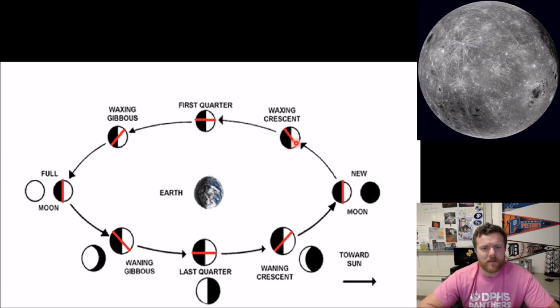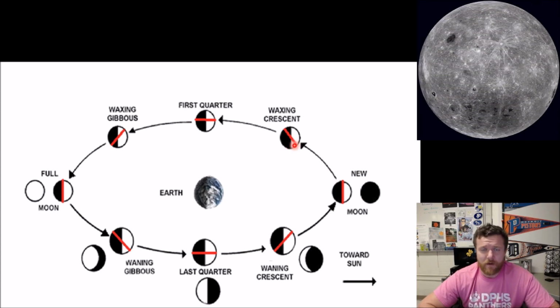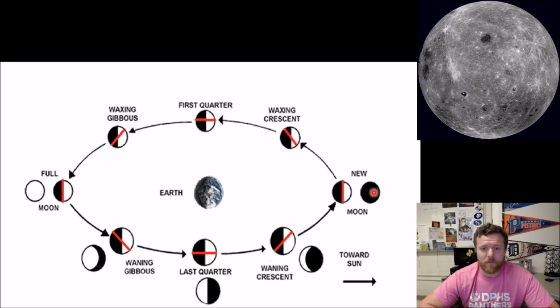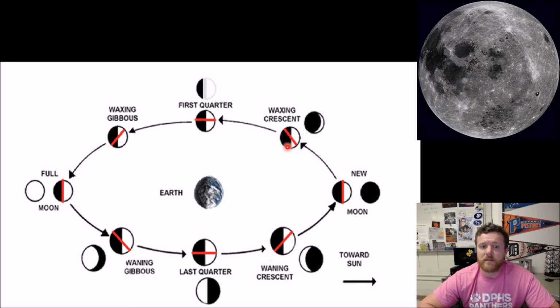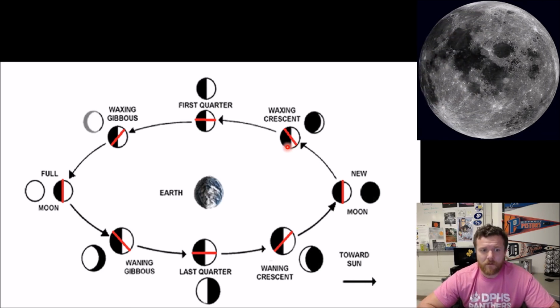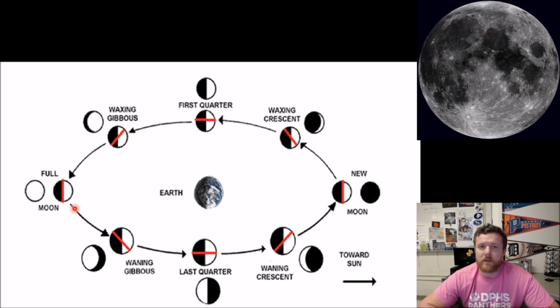If we just see a little bit, again, of the lit up side, we call that a crescent. And now it's going from nothing to a little bit. It's getting bigger. We call that a waxing crescent. First quarter, waxing gibbous, back till you get to your full moon.